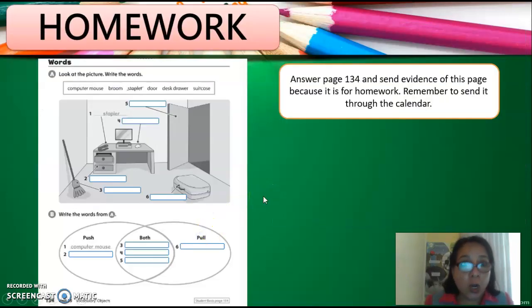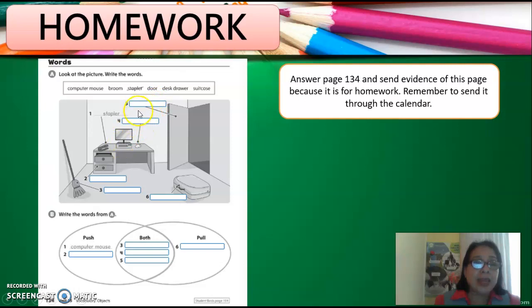There we have homework. Well, the homework is very easy. It is answer the page 134 and send the evidence through the calendar, okay? Remember, this is your homework and homework is in the calendar, okay? Take a photo when you answer, take a picture and send it as a file. So it is, let me read the instructions. Look at the picture and write the words. Computer mouse, broom, stapler, door, desk drawer, and suitcase.